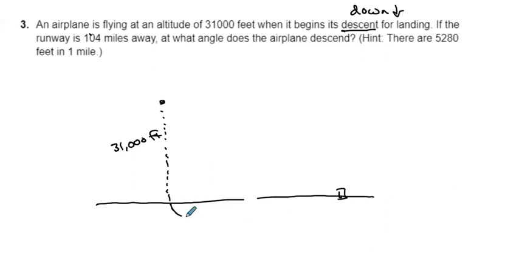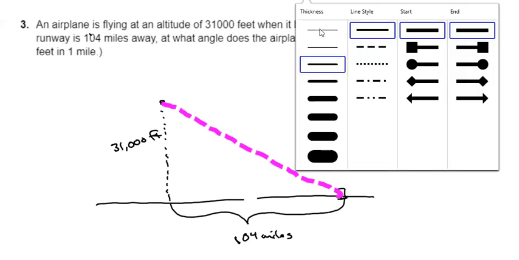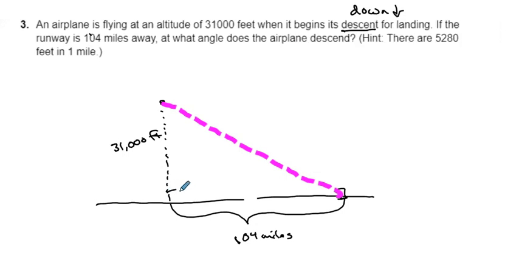So we want to know this, or actually, we do know this. We know that it's 104 miles. So it's 104 miles. Great. And so they want to know at what angle does the airplane descend. So this is going to be the path it's going to take. It's going to be this straight line down here. Apologize for that not being perfectly straight, but you get the idea. All right. And so now we've made a right triangle.